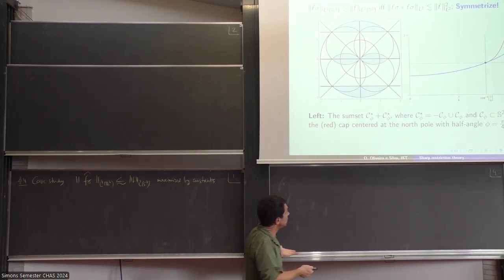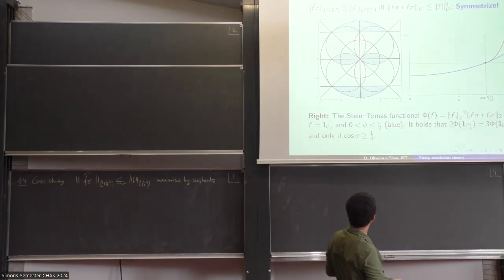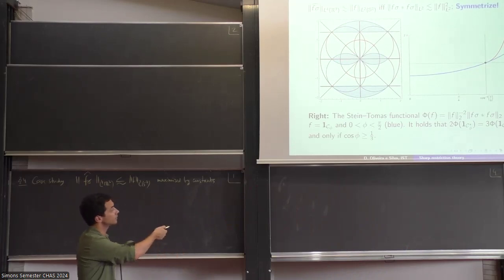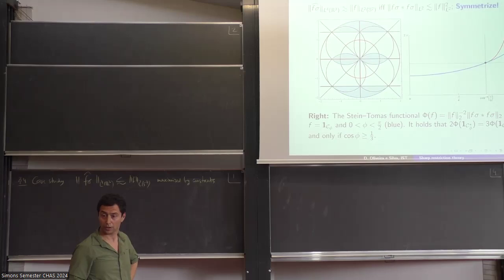And why do you do that? You do that to produce the picture on the right. The picture on the right represents the value of the Stein-Thomas functional for the indicator function of the cap, and it's comparing it with the symmetrized version of the indicator function of the cap. So C denotes the cap, and C star denotes the cap union minus the cap.